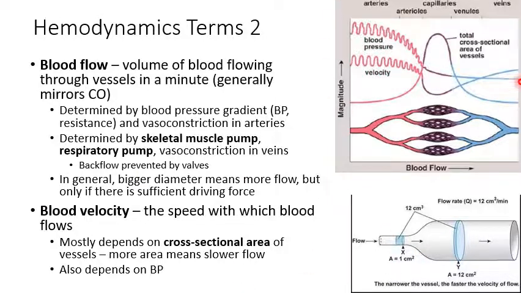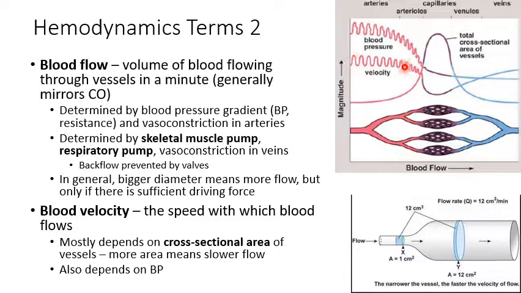So this graph here is showing you the cross-sectional area compared to the blood pressure and the blood velocity in the arteries, arterioles, capillaries, venules, and then veins. So similar to that graph we just looked at on the previous slide, your blood pressure is starting out real high in the arteries. It starts decreasing in the arterioles. It's pretty low in the capillaries. It's very low in the venules and the veins.